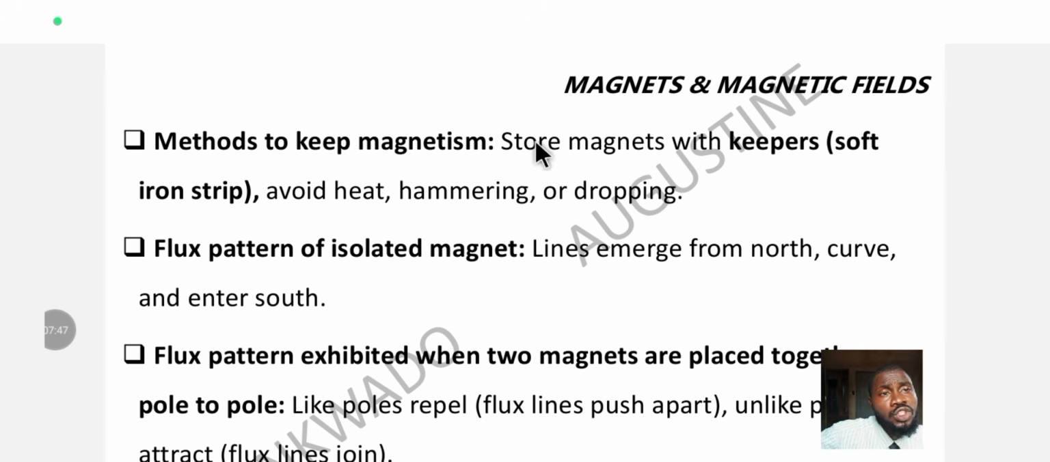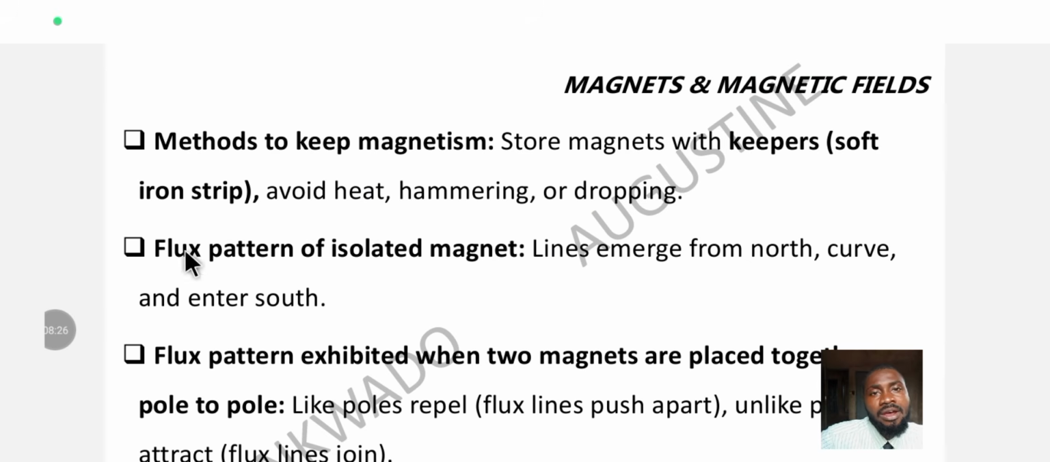The first we have is to store magnets with keepers. And what are magnetic keepers? Magnetic keepers include soft iron strip. Soft iron strips, those are magnet keepers. Avoid heat, keep the magnet away from heat. Hammering or dropping, prevent all this from the magnets. So to conserve your magnet, store it with magnetic keepers, and also avoid heat, hammering or dropping the magnet.